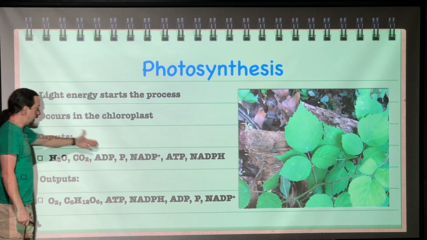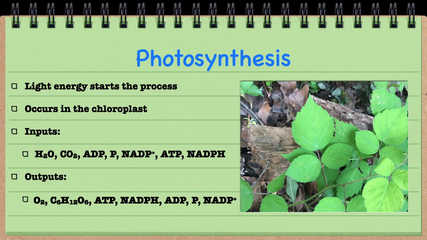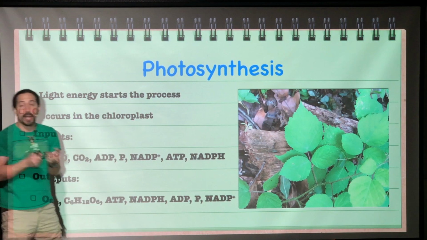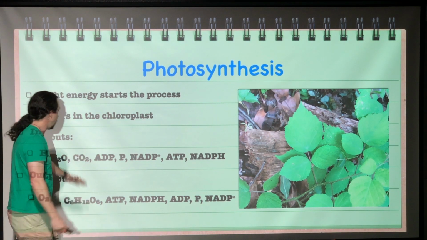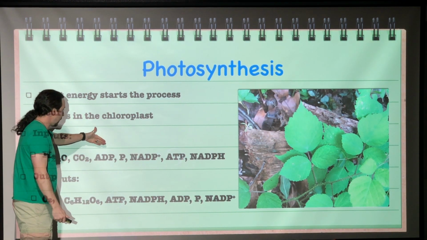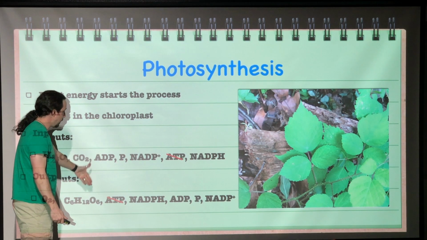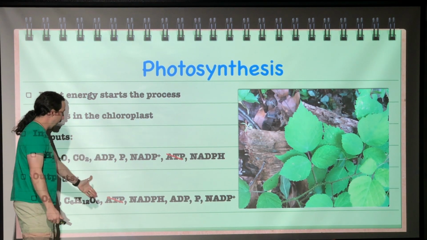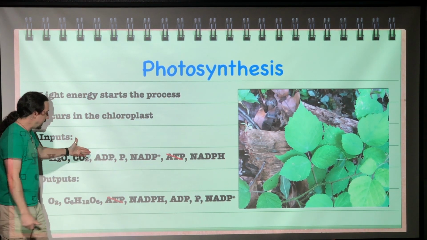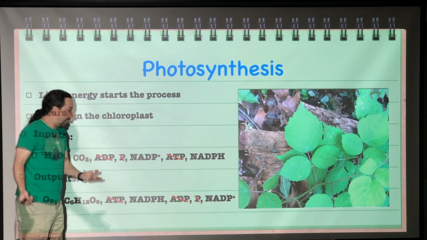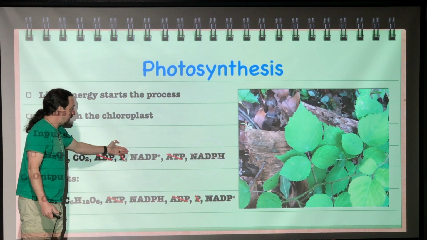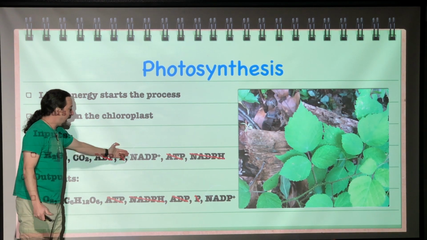Like, we put in an adenosine diphosphate into the ATP synthase. We also put a phosphate in there so that way it can produce ATP. That's all true, but the thing that we can see here is that ATP is both an input and an output. And ADP and the P, they're also an input and an output, as is the NADPH and the NADP+.